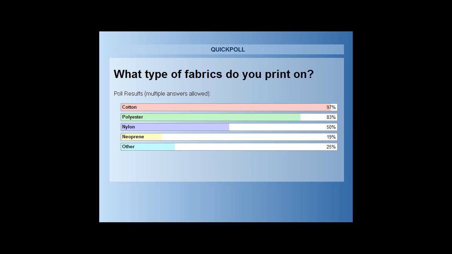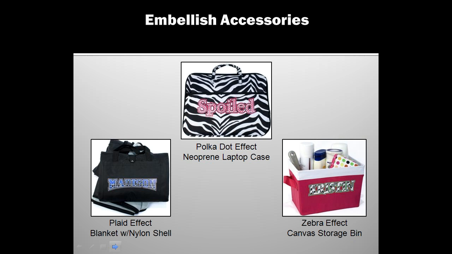Thanks, Peggy. It looks like 97% of our audience work with cotton, 83% with polyester, 50% with nylon, 19% with neoprene, and 25% with other. And how much was that with the neoprene? 19%. Well, that's actually a fairly decent percentage.